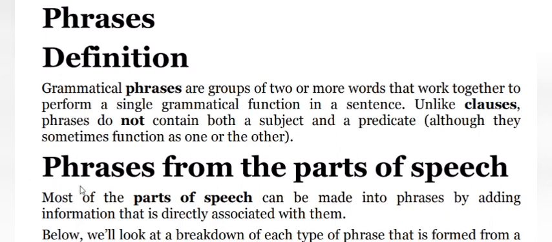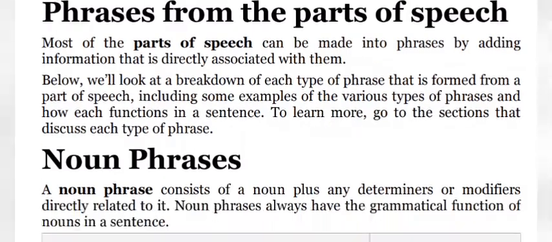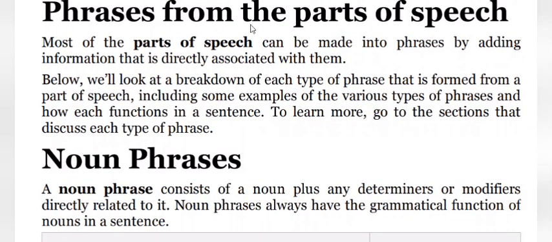Now, phrases are formed from the parts of speech. Most of the parts of speech can be made into phrases by adding information that is directly associated with them. Now, we will look at a breakdown of each type of phrase that is formed from a part of speech, including some examples of the various types of phrases and how each functions in a sentence.